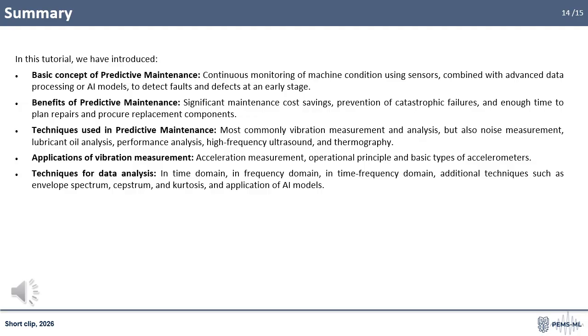In this tutorial, we introduce the basic concept of predictive maintenance, which is based on continuous monitoring of machine condition using sensors, combined with advanced data processing and AI models to detect faults at an early stage. We discuss the main benefits of predictive maintenance, including significant maintenance cost savings, prevention of catastrophic failures, and sufficient time to plan repairs and procure replacement parts. We also reviewed the techniques used in predictive maintenance, with vibration measurement and analysis being the most common, alongside noise measurement, lubricant oil analysis, performance monitoring, high-frequency ultrasound, and thermography.